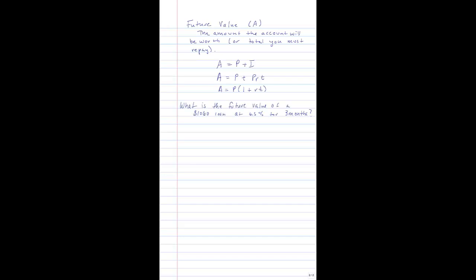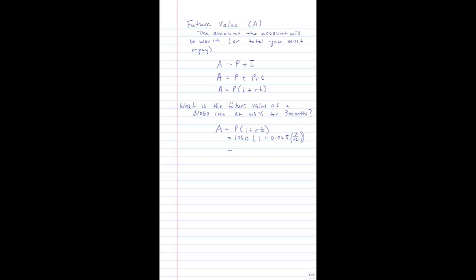What's the future value of a loan of $1,060 at 6.5% for 3 months? So what I want to find is my A. I'm going to go ahead and write out the formula. I know the P, that's how much I borrowed. My rate is 0.065. Remember, don't put 0.65, that would be 65%. And my time is going to be 3 divided by 12 because my time was given to me in months and I need to convert that to years.